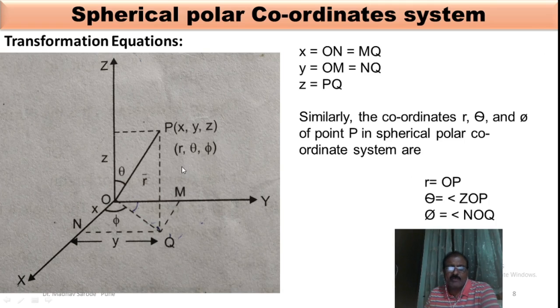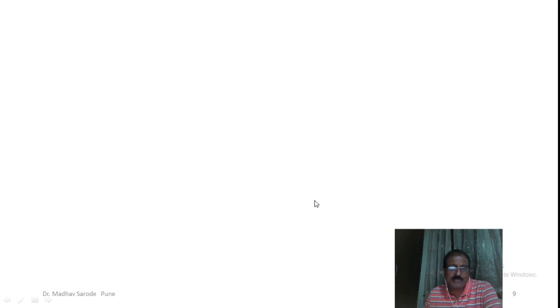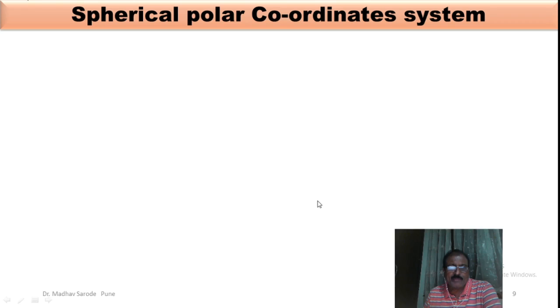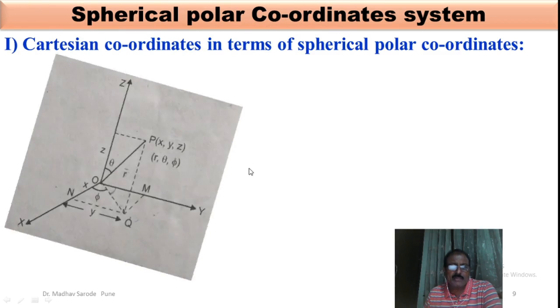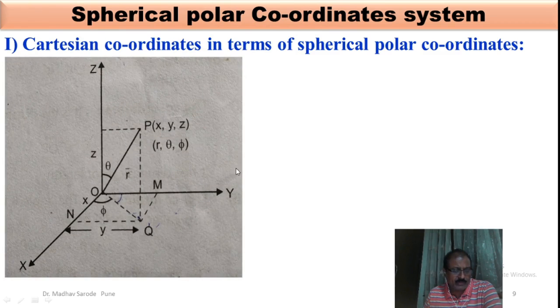Okay, so we consider this figure to study the value of x, y and z, which are the transformation equations. First we study the transformation equation from the Cartesian coordinate system in terms of the spherical coordinate system. In this figure, by using simple geometry, we find the value of x, y or z. So let us see in the figure. We know that x equals ON. But this ON is parallel to MQ.